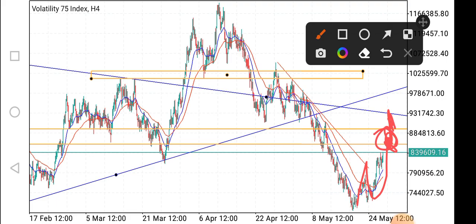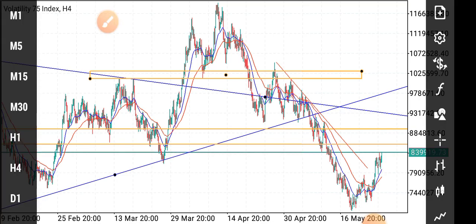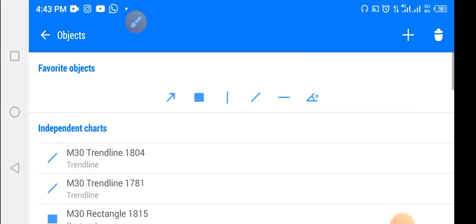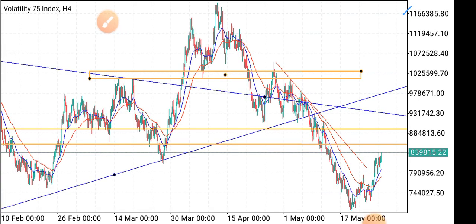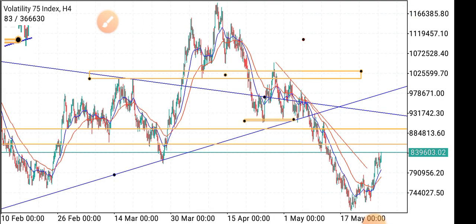Are you getting me? So that's why I'm trying to draw out the resistance and support area so that we can know what to do. Okay, like this. Let me just draw out the trend line again, and I'm looking for a major resistance and support. Okay, I've seen one already. Let me draw it out. Now see another one here. This is on 4 hour chart now.